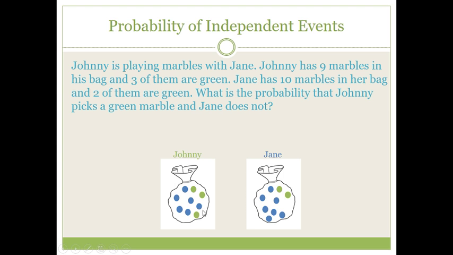And then there's a total of, count all the marbles, 9 marbles in Johnny's bag. So the probability that Johnny draws a green marble is 3 out of 9, or 3 over 9.